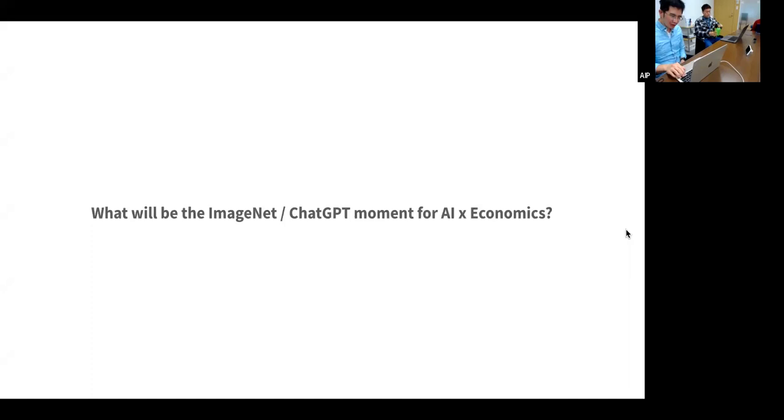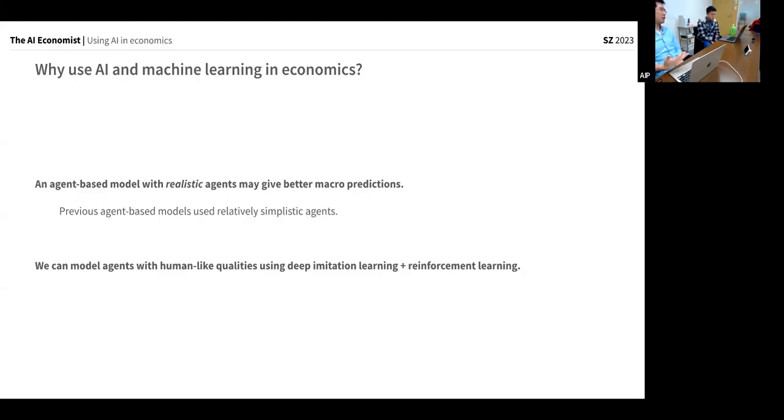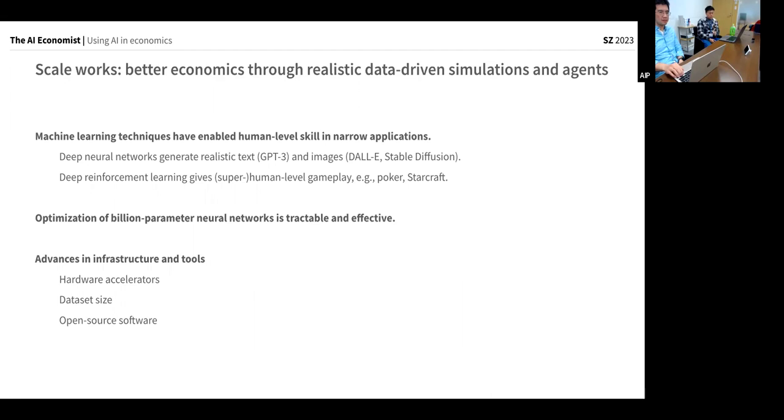Okay, so that was a long introduction, right? And so the question is like, okay, if you take this framework seriously, you can ask, well, what will be the ImageNet or ChatGPT moment for AI and economics, right? Meaning, when will this framework be the standard framework for doing economics? So why would we use this? Well, if you use neural networks, you can perhaps get better models of the behavior of people and companies and the government that might in turn give you better macro predictions, right? And so there's many research results in recent years that showed that things like imitation learning and reinforcement learning can both model human-like agents and also optimize better than the existing tools that economists have, at least.